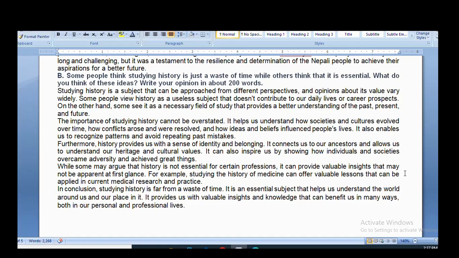For example, studying the history of medicine can offer valuable lessons that can be applied in current medical research and practice. In conclusion, studying history is far from a waste of time. It is an essential subject that helps us understand the world around us and our place in it. It provides us with valuable insights and knowledge that can benefit us in many ways, both in our personal and professional life.